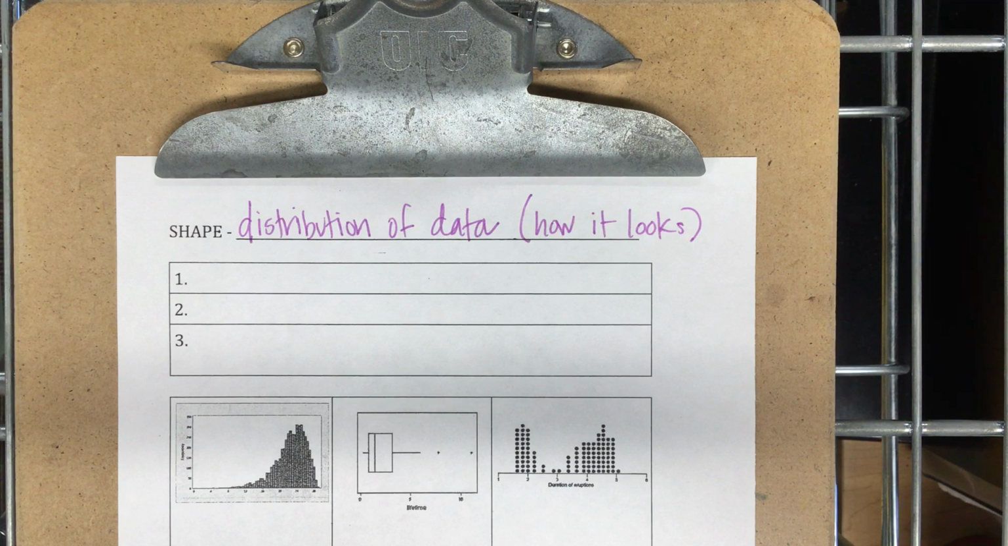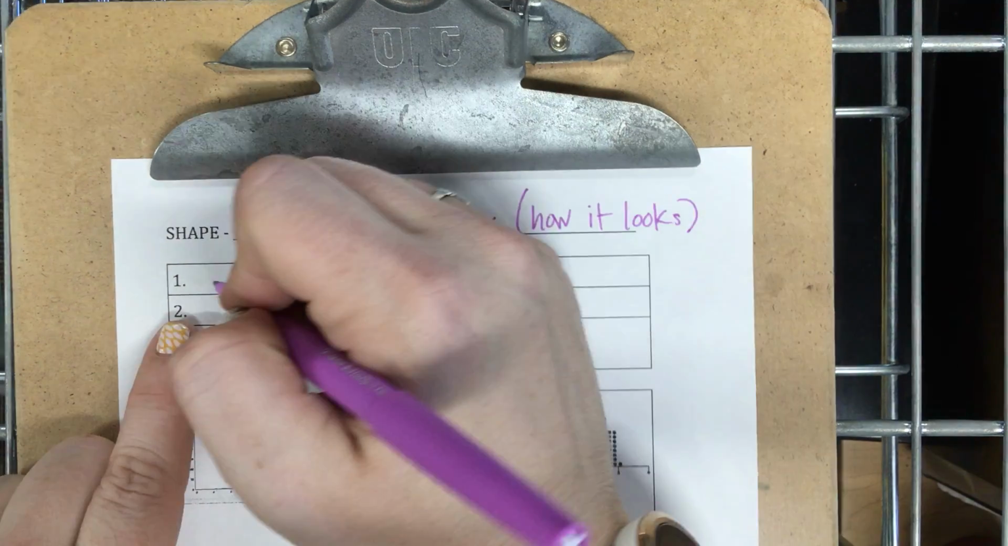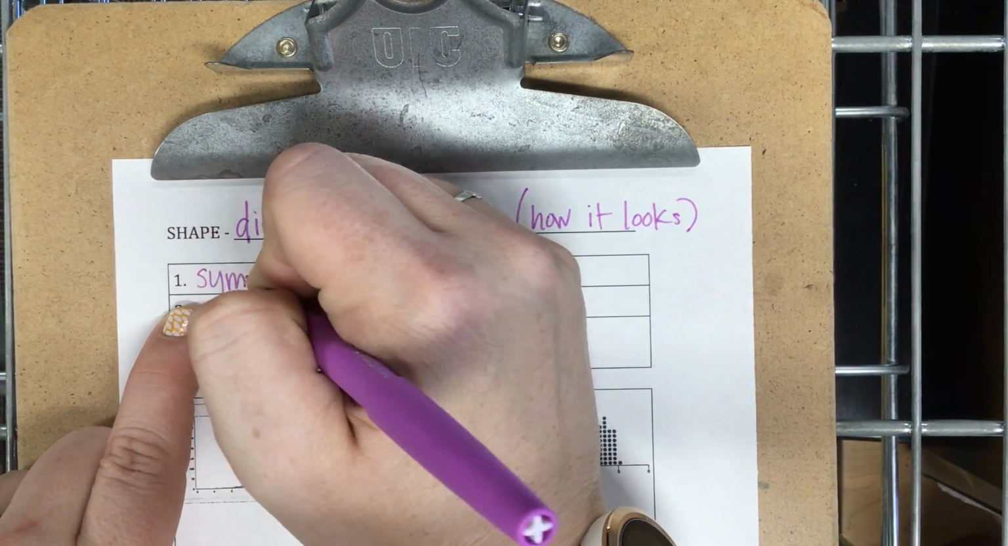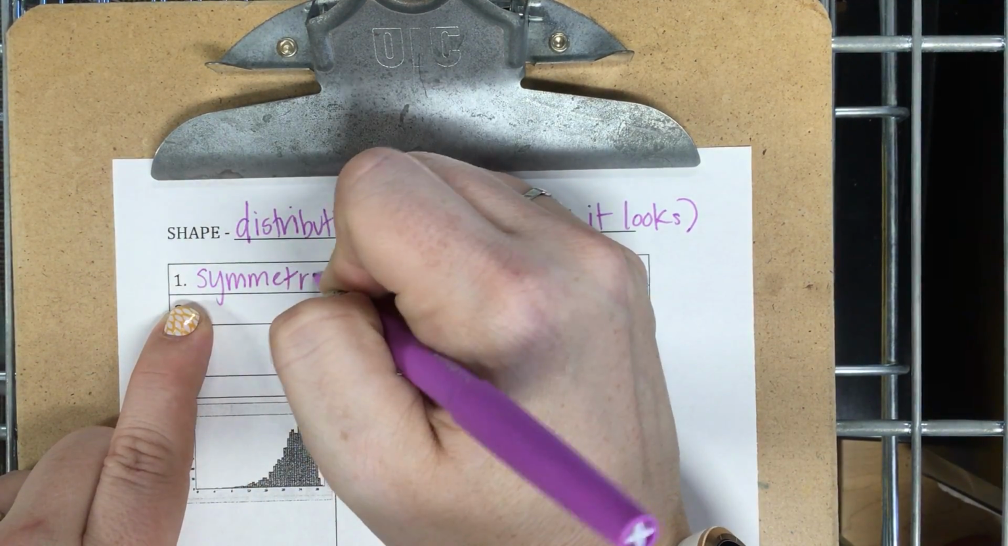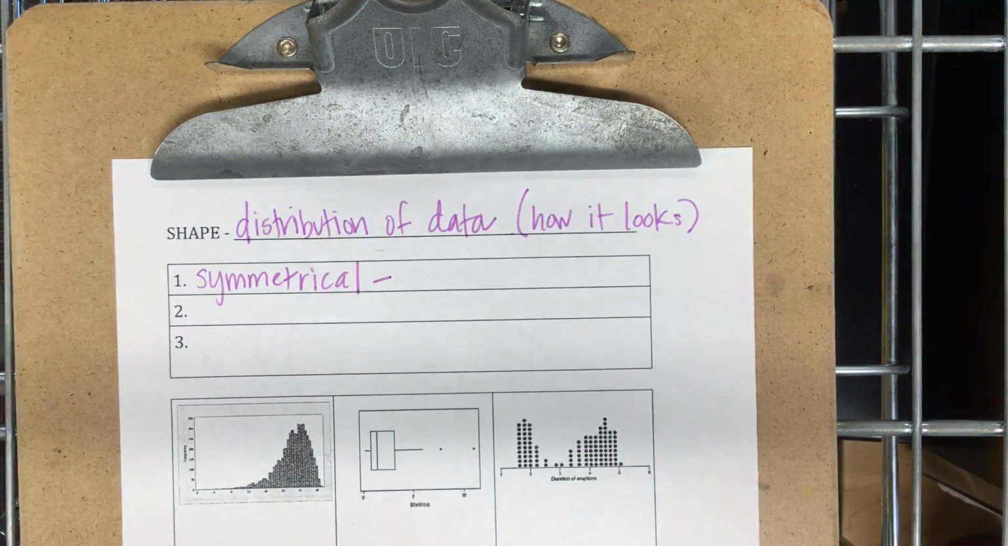If I was going to talk about the shape of a graph, of this representation, I would first maybe look to say, is it symmetrical? If something is symmetrical, how could you describe that? Like, what does a symmetrical graph look like? Carly? It's equal on both sides. Yeah, it's equal on both sides.